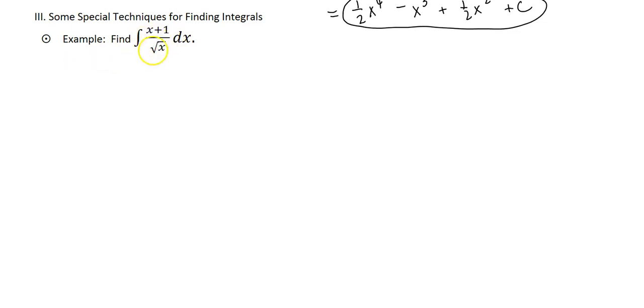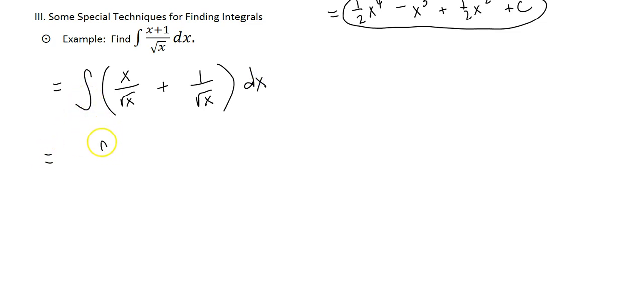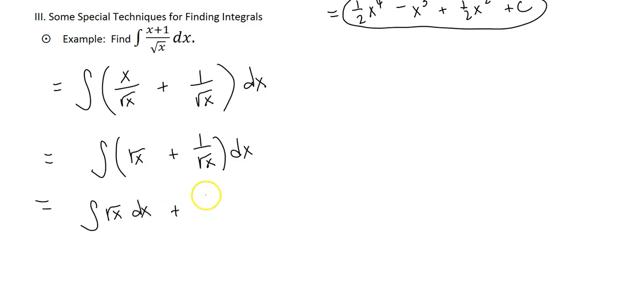In a situation like this, if you've got a monomial on the bottom, you could always split this up into the integral of x over the square root of x plus 1 over the square root of x with respect to x. And x divided by the square root of x is actually just the square root of x. So I could split this up and have the integral of the square root of x with respect to x plus the integral of 1 over the square root of x with respect to x. And I can make this one x to the 1/2 power and this one x to the negative 1/2 power.